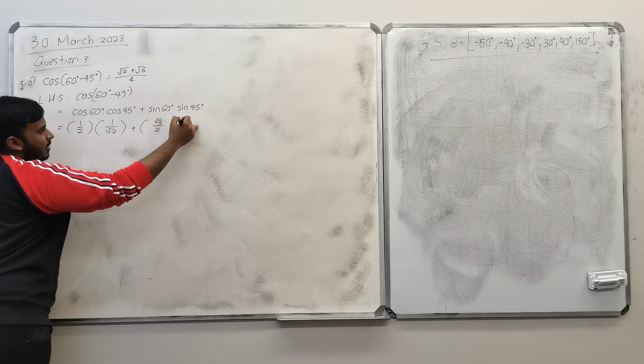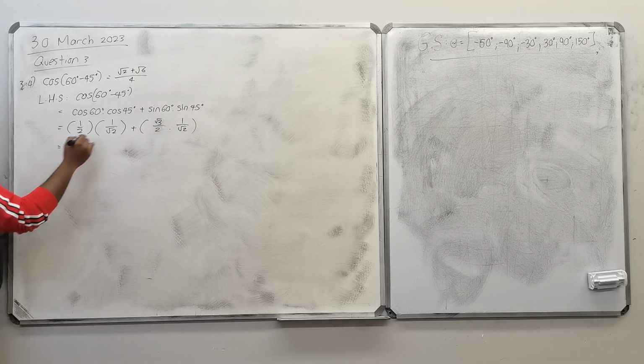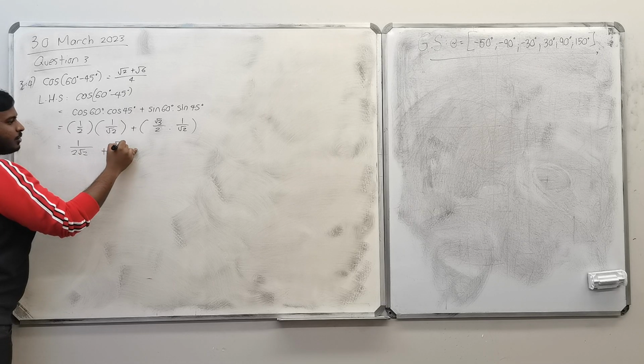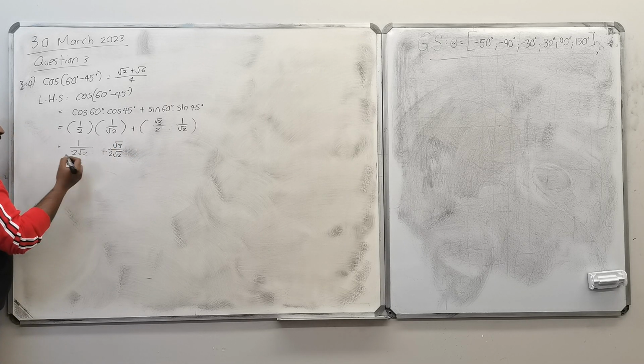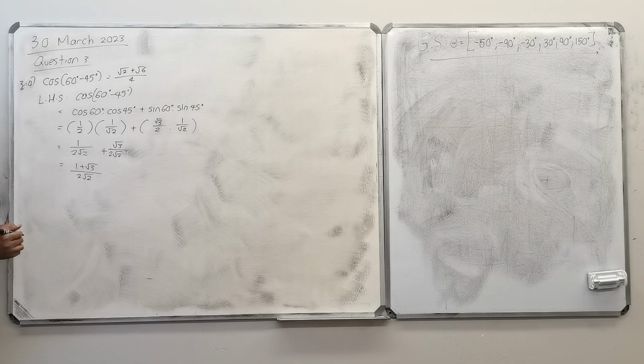Sin 45? Right, so this becomes what? 1 over 2 root 2 plus root 3 over 2 root 2. Same basis, you can add the denominator. Right. Rationalize the denominator. So how would you rationalize the denominator?